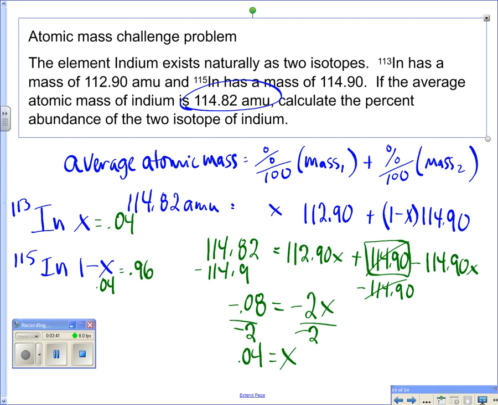But I want these to be a percent. Notice that at this point, I have the percent, but it's divided by 100, because that's the answer in here. This was x and 1 minus x. So they're both divided by 100, so I'm going to multiply the 100 back to get my percentages. So I get 4% and 96%. And so that's my answer.